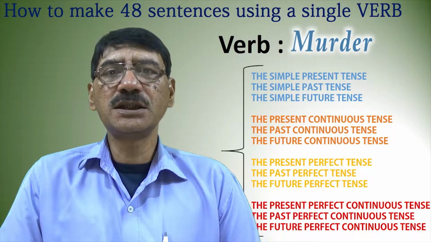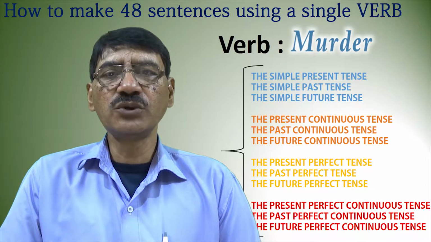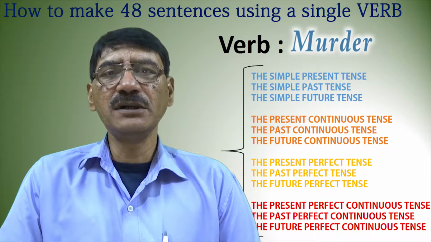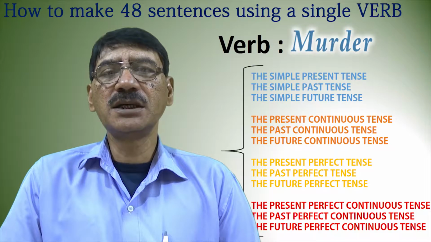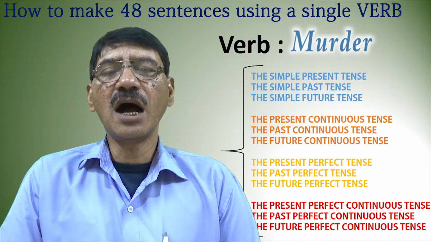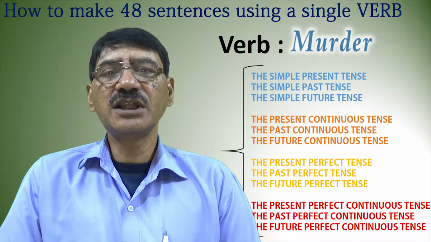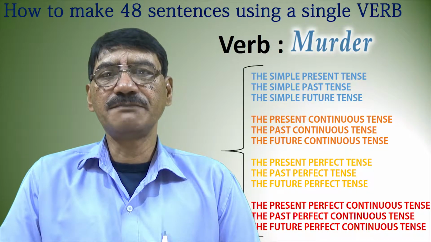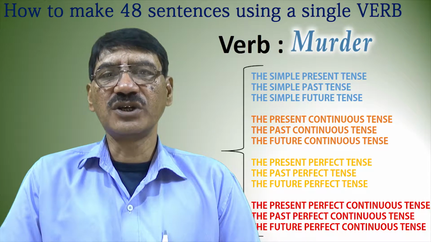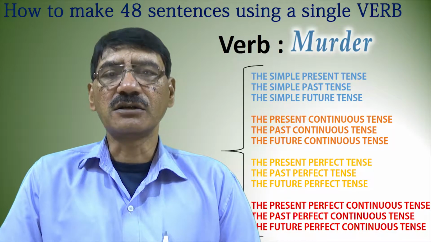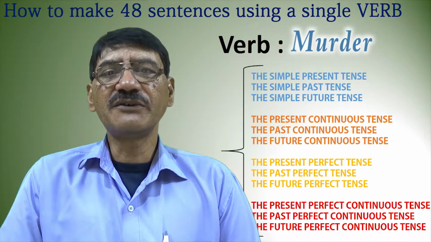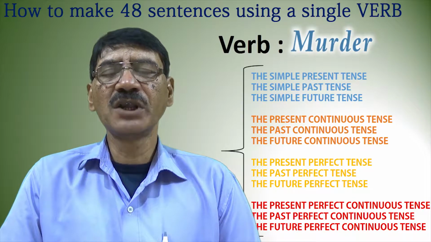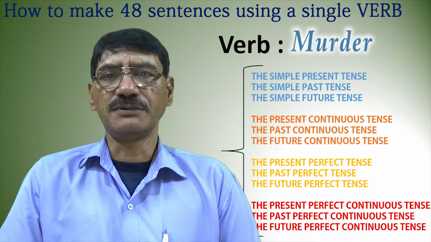Thieves will murder people. Thieves won't murder people. Will thieves murder people? Won't thieves murder people? Thieves are murdering people. Thieves aren't murdering people. Are thieves murdering people? Aren't thieves murdering people? Thieves were murdering people. Thieves weren't murdering people. Were thieves murdering people? Weren't thieves murdering people?